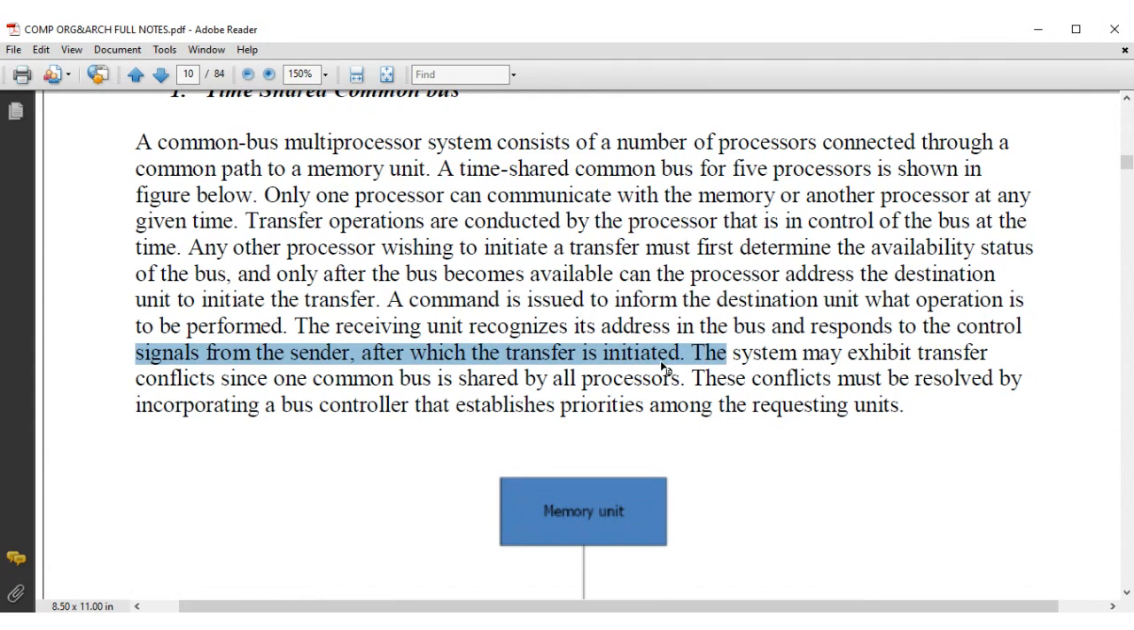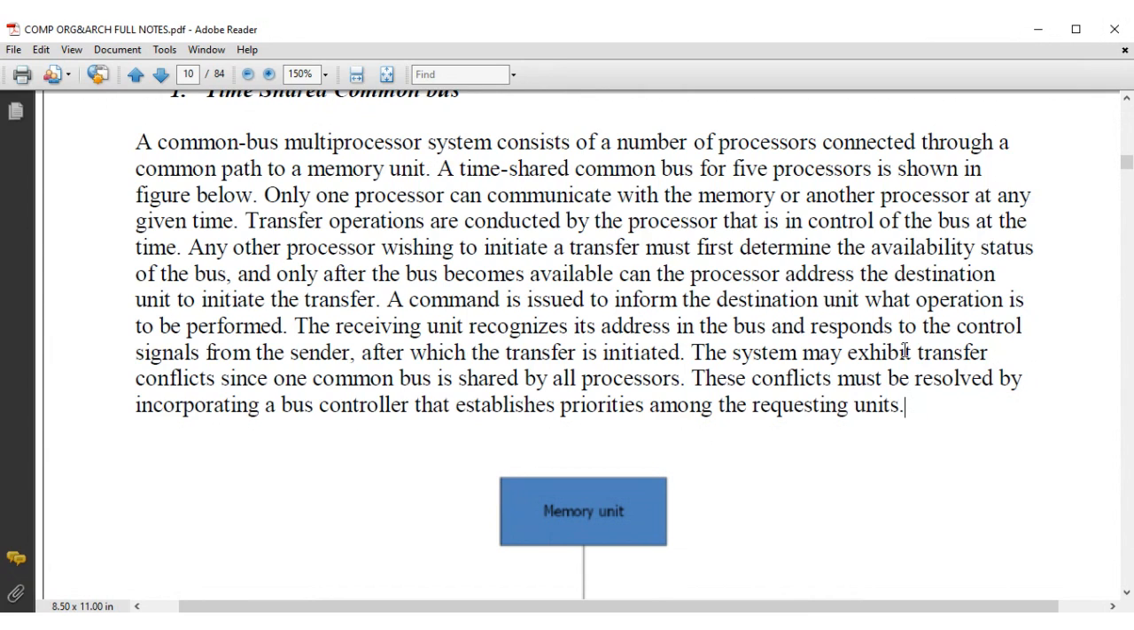The system may exhibit transfer conflicts. I want you to take note of this: transfer conflicts. Since one common bus is shared by all processors, these conflicts must be resolved by incorporating a bus controller that establishes priorities among the requesting units.